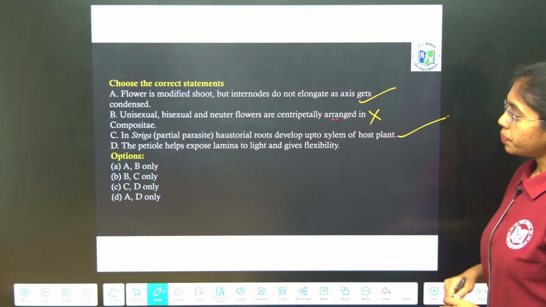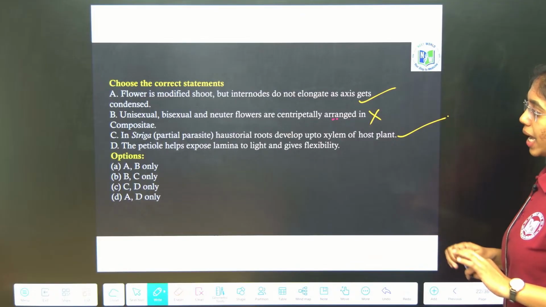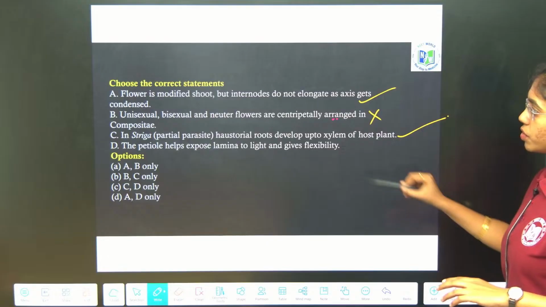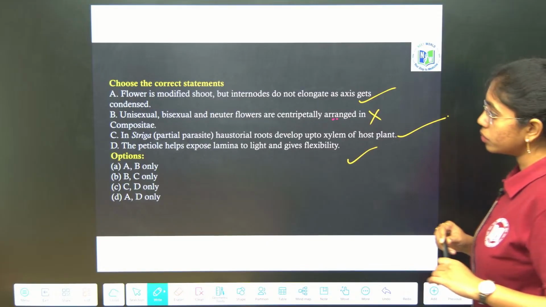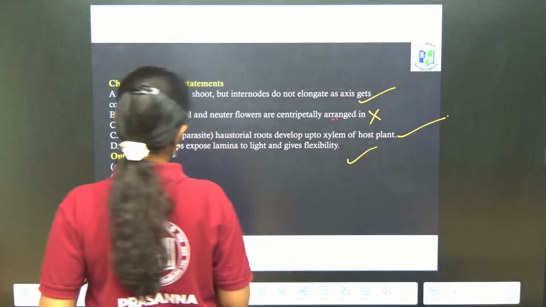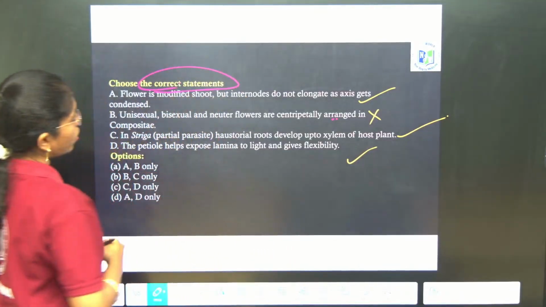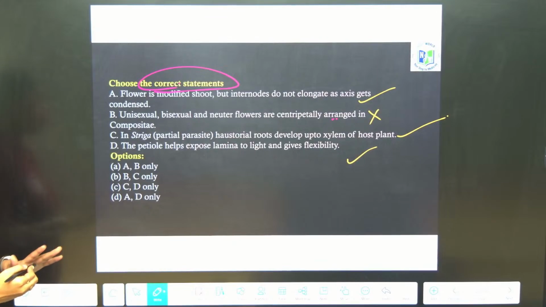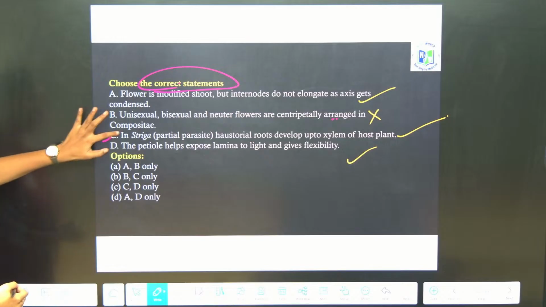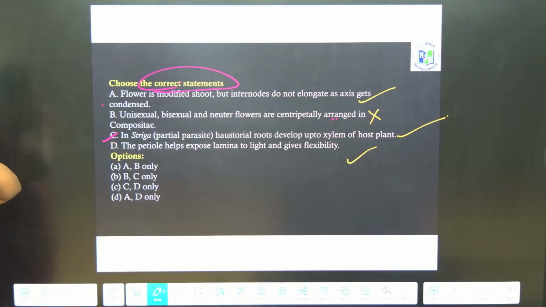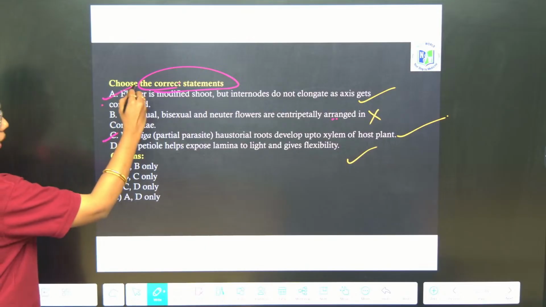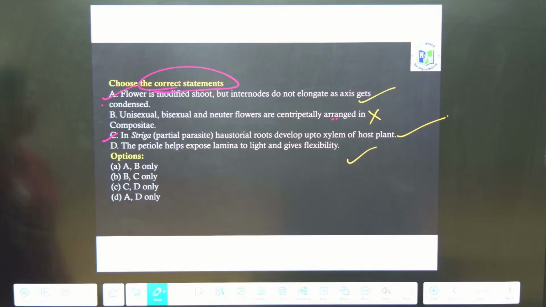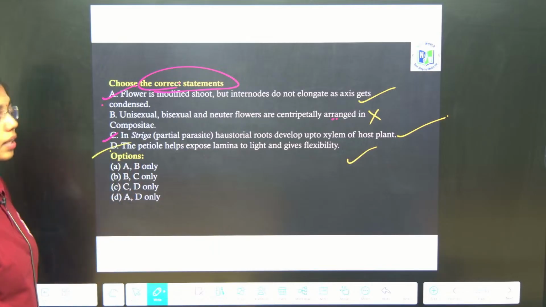Here you see next one, the petiole helps expose lamina to the light and gives flexibility. True. So, here as right statements are asked to identify, you can go directly with C and A. D is also true ma. The petiole helps to expose lamina to light and gives flexibility. D is also true. A, C, D you can consider.